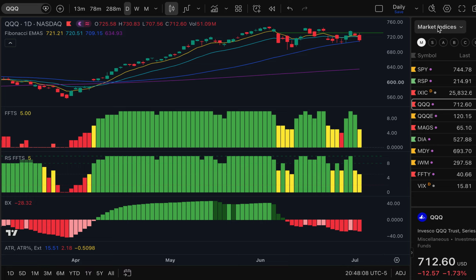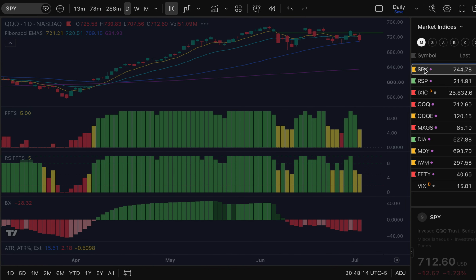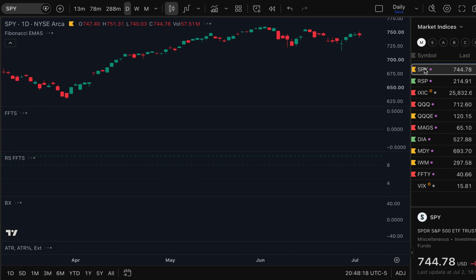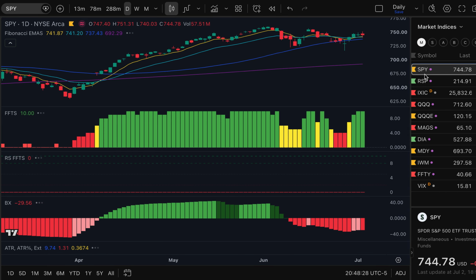And let's start with this watch list I have called Market Indices. So these are the major market level index ETFs. And we'll start with SPY. This is our benchmark. This is what we measure everything against. When we're trading, we want to outperform SPY. That's the goal. It's very difficult to do.